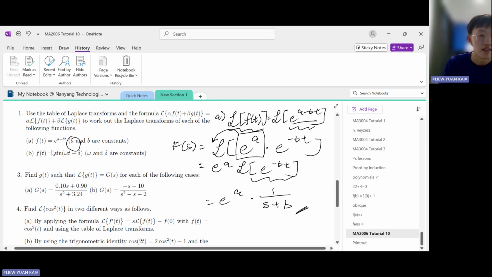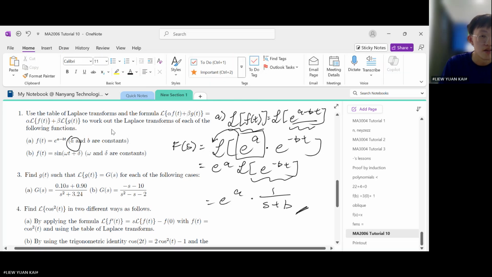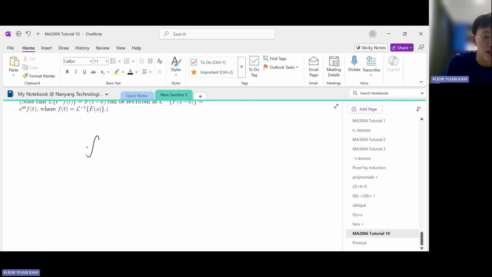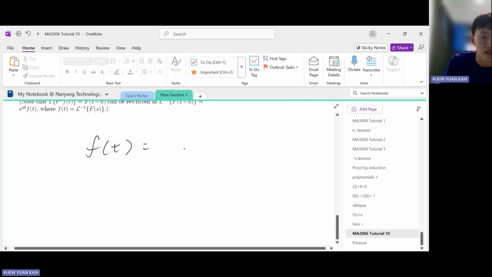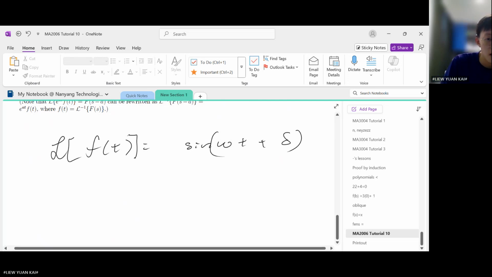So this is part A. Now let's take a look at part B. For part B, we're given the function f of t equal to sine of omega t plus delta. Now, how do we deal with this? How do we find the Laplace transform of this? So Laplace transform both sides, and this one will become f of s. Then how do you deal with this?